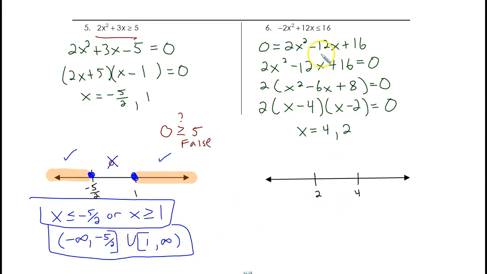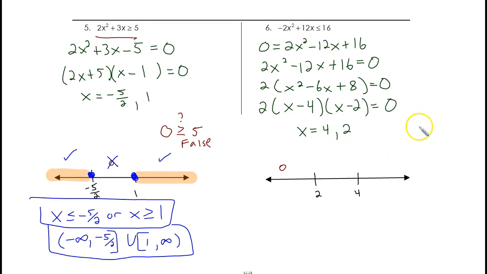Number 6. Let's say that we've already factored this. You can look at my work and see that hopefully I correctly got 2 and 4. I want to test 0 because it's the easiest thing to test. 0 is to the left of 2. It's over here somewhere. 0, 1, and then 2. When I plug 0 in, remember I can do this really fast because 0 is awesome. -2 times 0 squared plus 12 times 0 is 0.